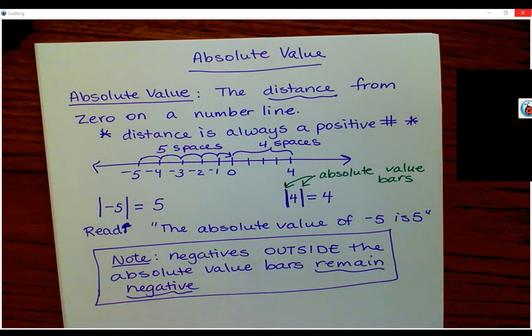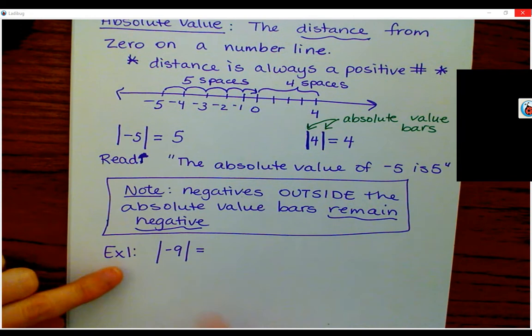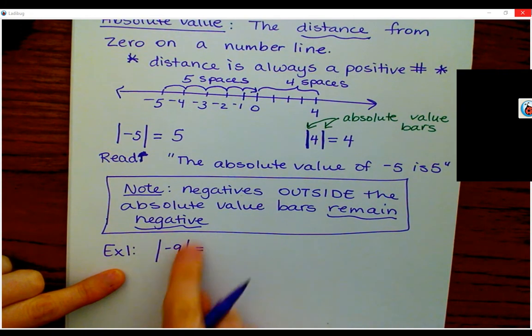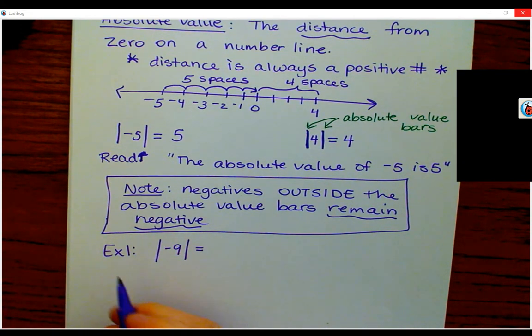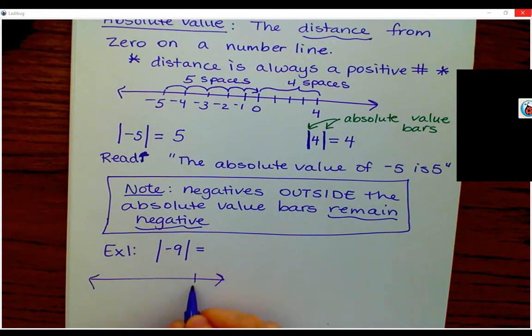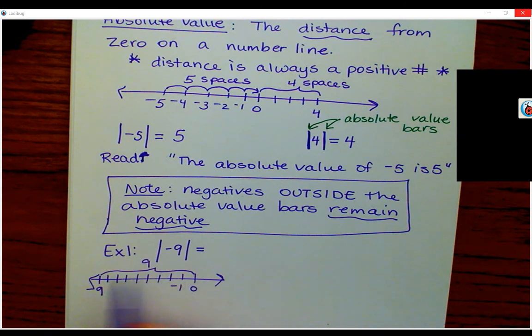Let's look at an example of that. So here's example 1. I've got the absolute value of -9. Okay, because that negative is inside the absolute value bars, I'm really thinking here's 0, here's -1, -2, -3, 4, 5, 6, 7, 8, here's -9. I just want this distance. It's 9 spaces from 0. So the absolute value of -9 is 9.